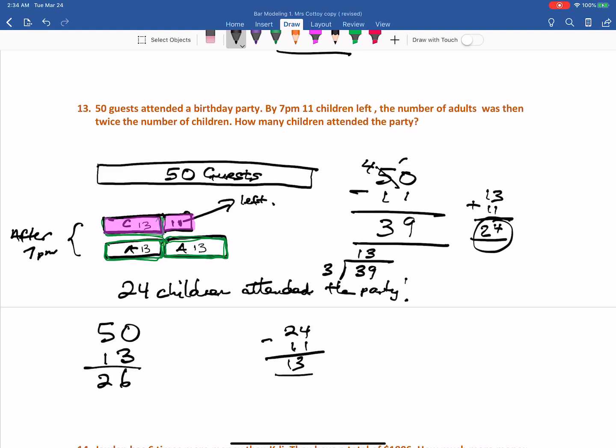Yes, 13 is half of 26. So 13, 26 plus the 11 who left. Let's see if we're getting 50 back. 6 and 3, 9 plus 1, 10. 2 plus 1, 3 plus 1, 4 plus 1, 5. It seems as though we are correct, people.